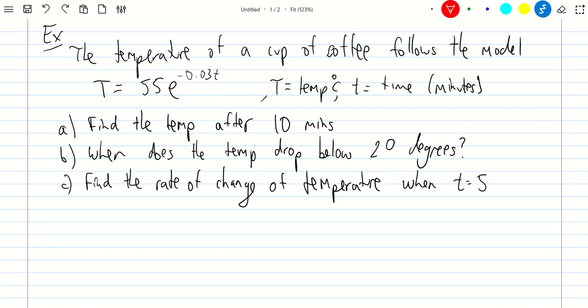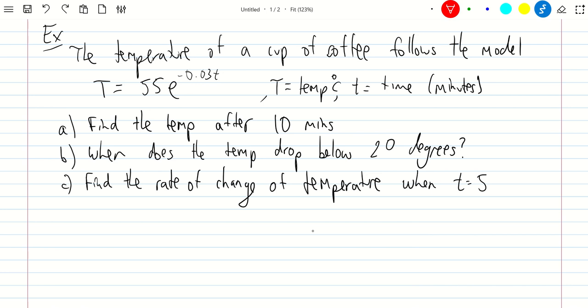So this cup of coffee, we make this cup of coffee, we plonk it down on a table, and it sits there and it gets colder and colder over time. And we know it's going to decay because of this negative there. That negative will mean that it decays. It's going down. And so it starts at 55 degrees. Unfortunately, there's nothing in this question that asks us about the initial temperature. But what this is going to look like, it's going to start off at 55 and it's going to cool down like that. It's going to get lower and lower. So that just gives us a mental picture of what's happening in this question.